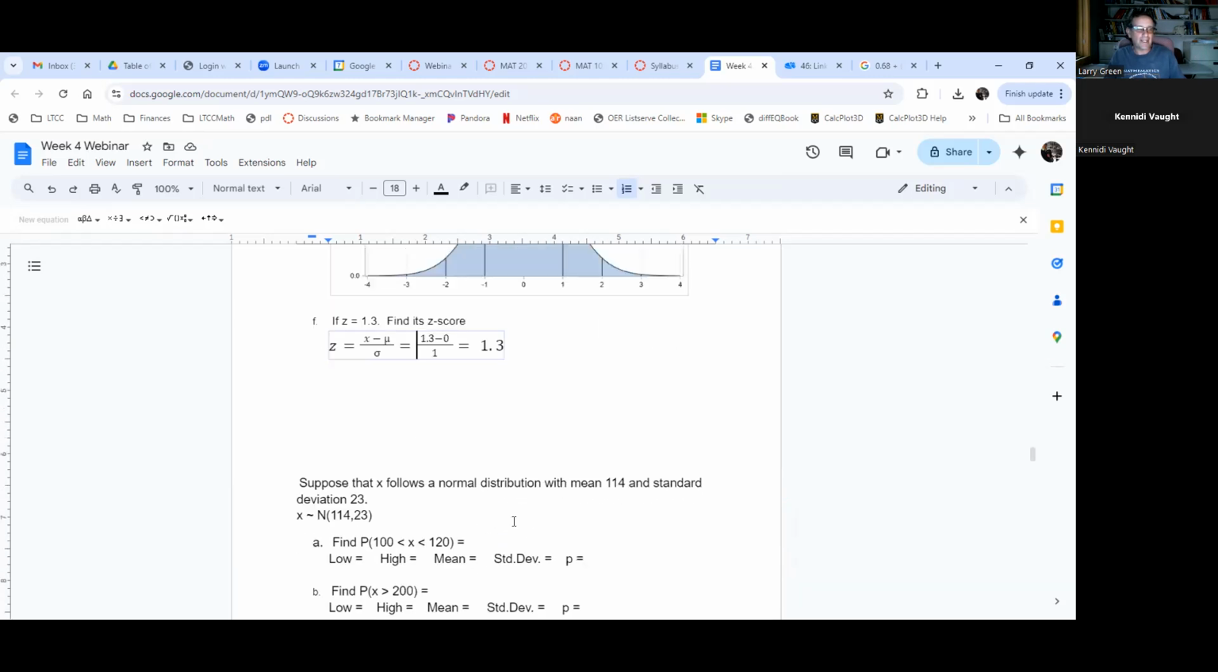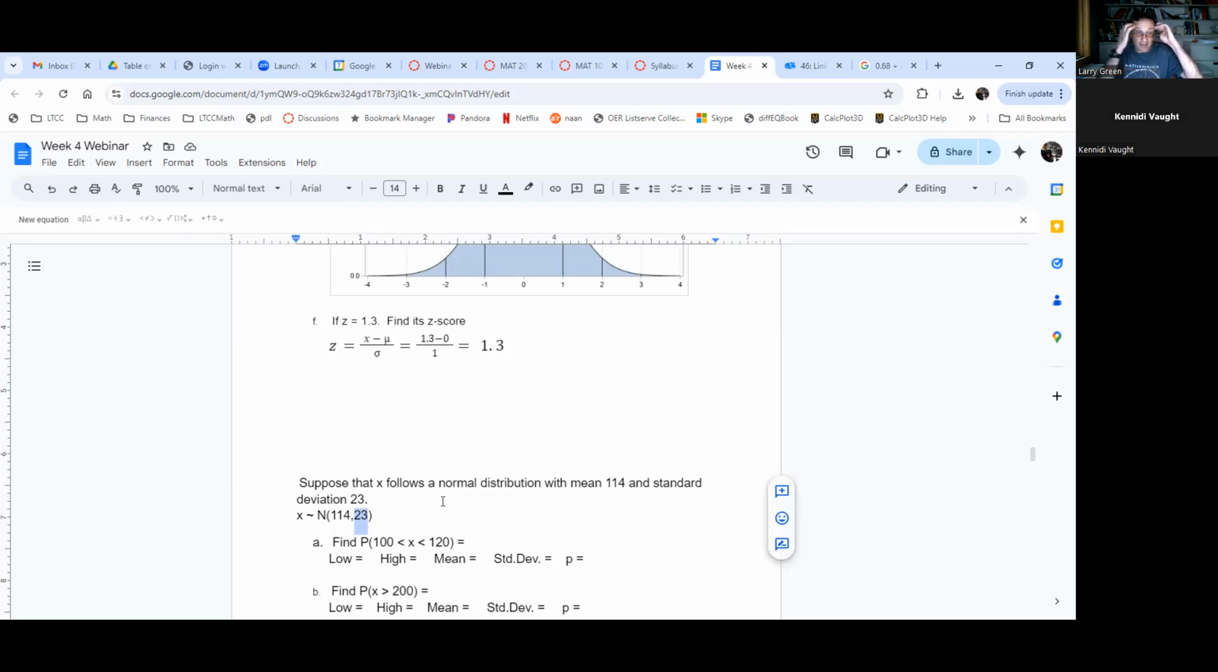Okay, so now we're going to get a different one. Let's suppose x follows a normal distribution with mean 114 and standard deviation 23. So now it's not a standard normal, because for standard normal, the mean has to be 0 and the standard deviation has to be 1. And that's not what we've got. So what I can first write, and it's a really good idea, is write x tilde N for normal, parenthesis 114 for the mean, comma 23 for the standard deviation.